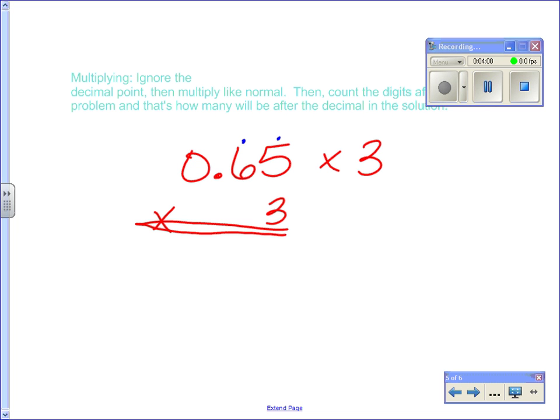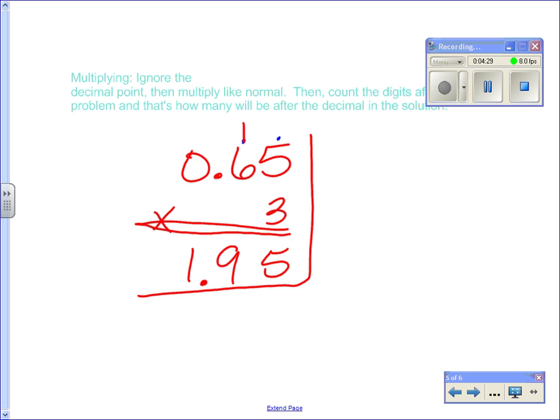I don't have to worry about lining up decimals here. So what I'm going to do is just multiply. This is going to be 15. And you do all your carrying and everything the same way. 6 times 3 is 18 plus 1 is 19. And then there are 2 digits after the decimal in my problem, so there will be 2 digits after the decimal in my solution.